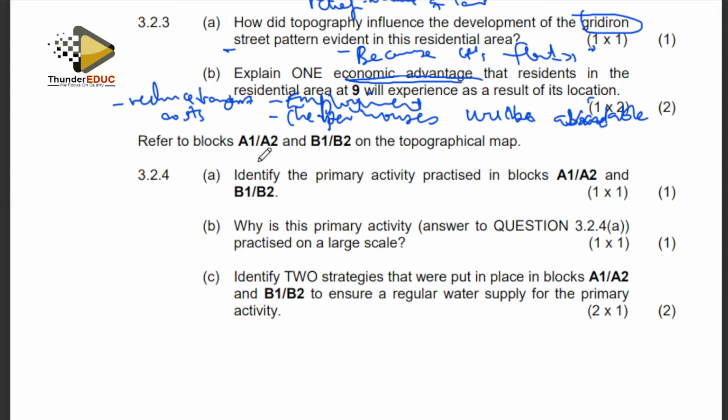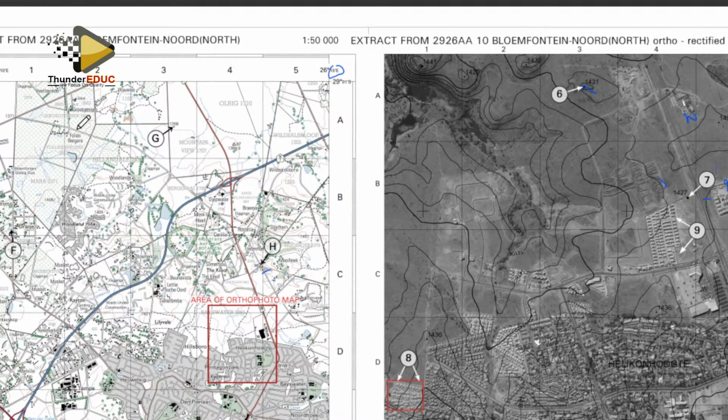It says refer to blocks A1, A2, and B1, B2 on the topographic map. So we are referring to these four blocks here. I think you can analyze this area quickly. You can look at A1, A2, B1, B2, since they want us to look at that area and answer the questions.